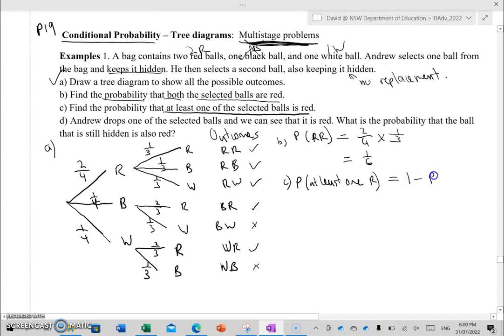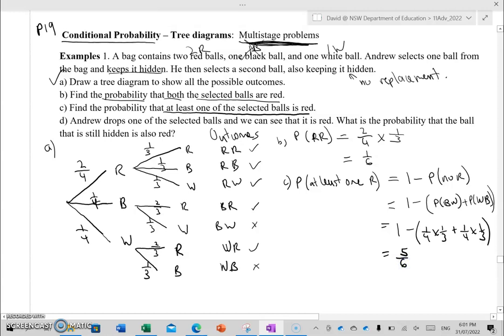The complement of at least 1 red would be no red. So the 2 options for no red are black white and white black. So that's much easier to calculate, a lot less working out is required. So black white, going across the tree diagram, multiplying 1/4 times 1/3, and white black, going across the tree diagram, multiplying 1/4 times 1/3. When you do that, you get 2 twelfths, so 1 out of 6. 1 minus 1 out of 6 is 5 out of 6.